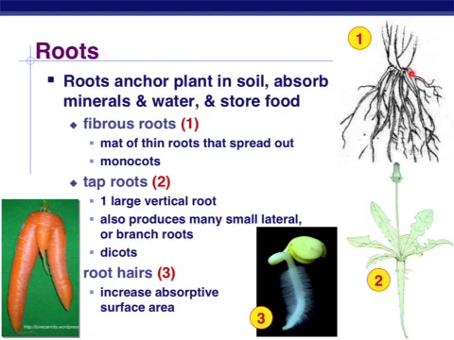Taproots, again, this is an example of a taproot, so think of anything that has a large root when you pull it up, a carrot, a radish, a beet, anything along those lines. They tend to have one large vertical root, and then they can produce several small lateral branches or roots called root hairs. So like here, and here, and here, and here. All of those would be those small lateral branches or branch roots. And this is a characteristic of dicotyledons or dicots.